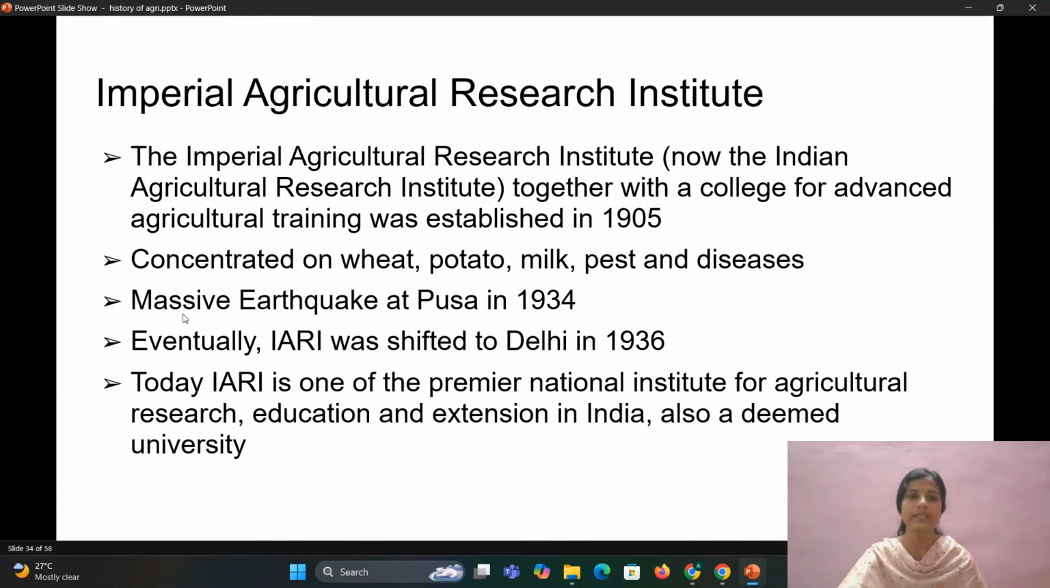So a massive earthquake hit Pusa in 1934, and eventually IARI was shifted to Delhi in 1936. It is one of the premier National Institute for Agriculture Research, Education and Extension in India, and it is also a deemed university.